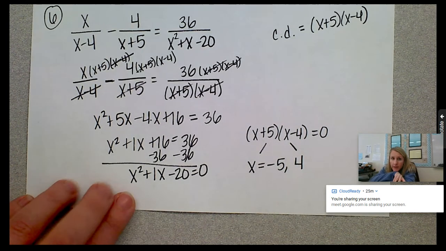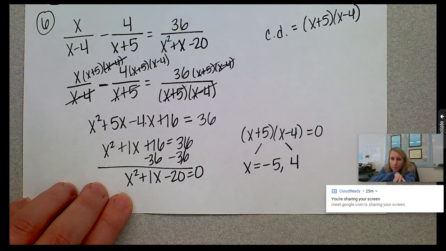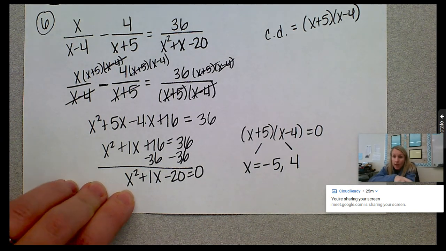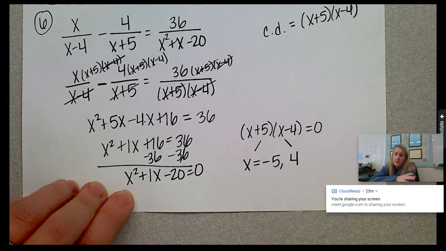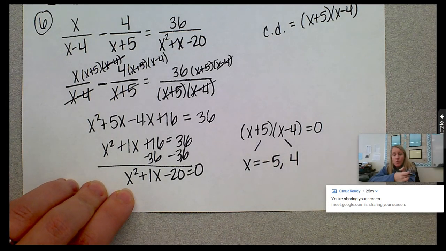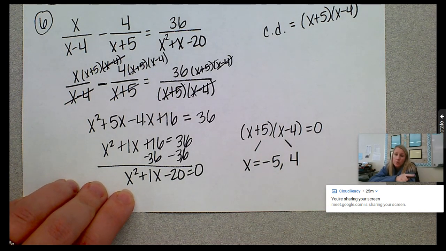So we end up with 2 answers. I'm just giving you a second in case you're catching up. But we're never done until we check our answers. So remember, when we check and we plug in, we want the left side to equal the right side. We don't want there to be any restrictions. We don't want there to be zeros in denominators. So that's what we're looking out for when we're seeing if things work or not.